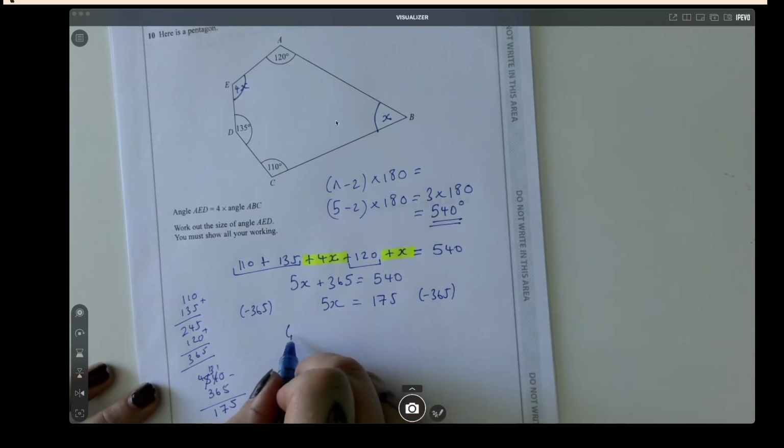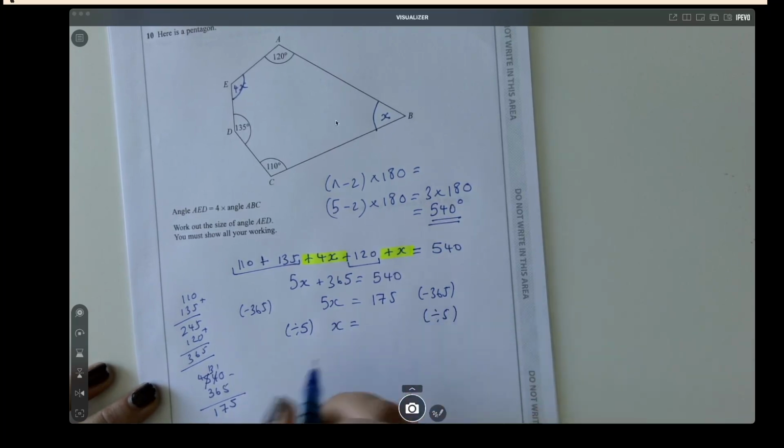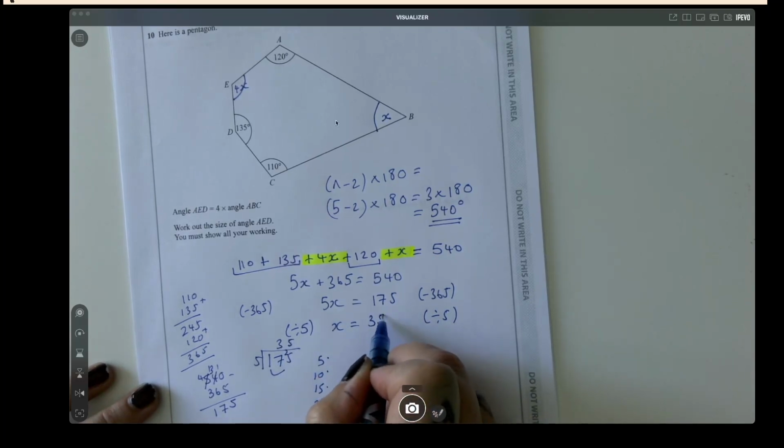And then we're going to divide by 5. Fives into 17, 1, 2, 3. 15 to 17 is remainder 2. 5 into 25, 1, 2, 3, 4, 5. No remainder. So x is 35.